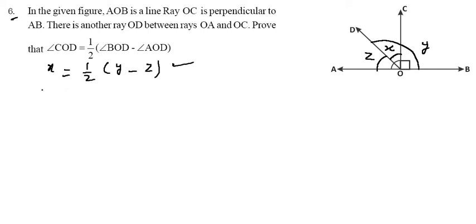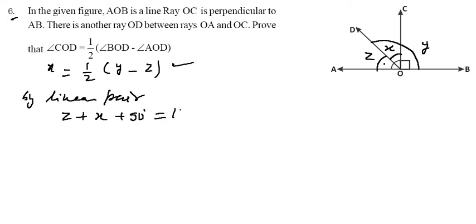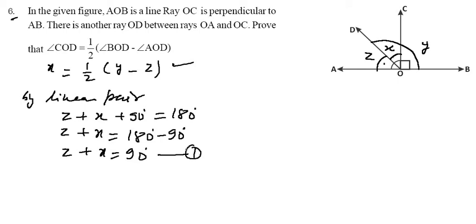By linear pair, you can see here, angle Z plus angle X plus angle 90 equal to 180. So you have to write angle Z plus angle X plus angle 90 degree is equal to 180 degree. So we can write here Z plus X equal to 180 minus 90, so Z plus X equal to 90 degrees. That is equation first.